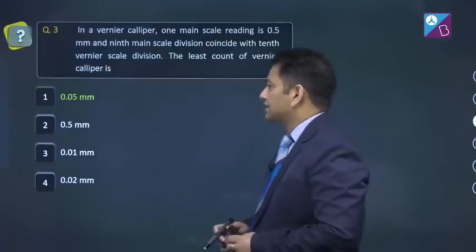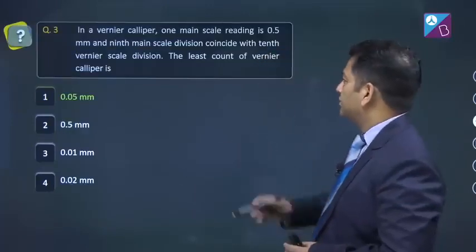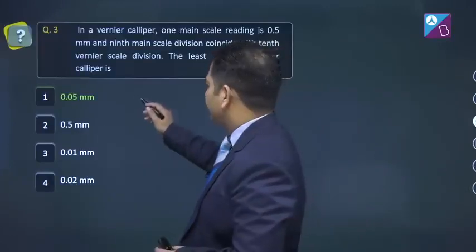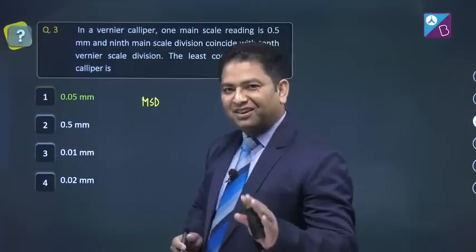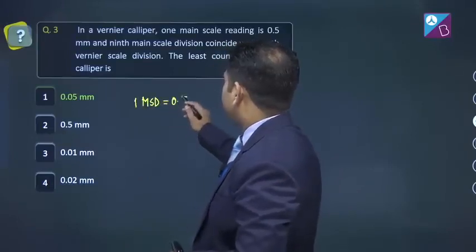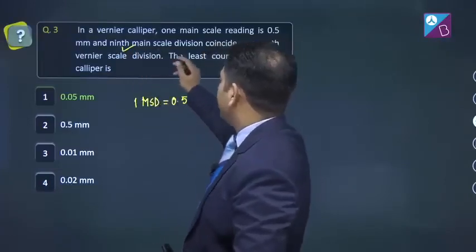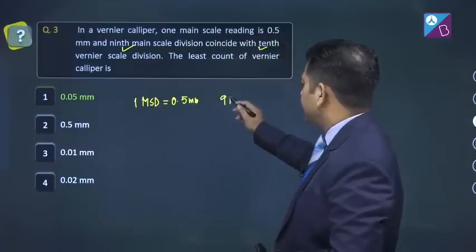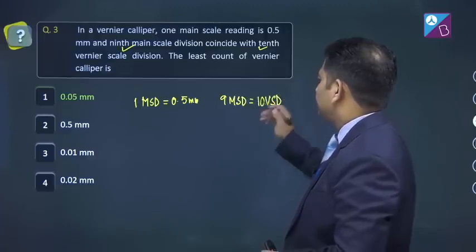Let's go for the third question. Third question, देखिए, vernier caliper से पूछा गया है. What does it say? In a vernier caliper, one main scale reading is 0.5 millimeter. तो main scale reading को we write it as MSD. Main scale reading, not Mahendra Singh Dhoni, all right? So one main scale reading that is equals to 0.5 millimeter. और साथ ही साथ question हमें ये कहता है 9th main scale coincides with 10th vernier scale. यानी 9 MSD is equals to 10 vernier scale division, which is VSD.